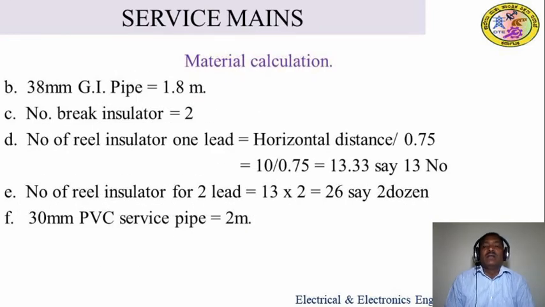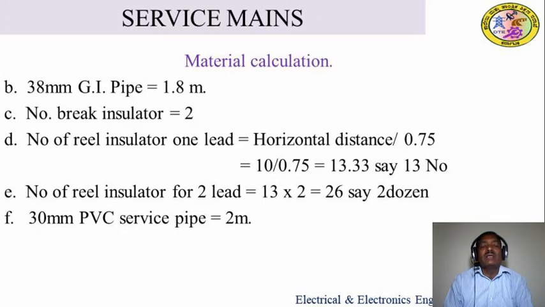Next, the other accessories required for providing power supply to the customer. There is a 38 mm GI pipe, 1.8 meters in length. What is its purpose? It is to hold the messenger wire. One end is connected to the pole, and the other end is connected to this GI pipe, which we can also call a supporting pipe. This supporting pipe can also be connected to the service pipe. Therefore that pipe is required at 1.8 meters with 38 mm diameter, GI pipe.